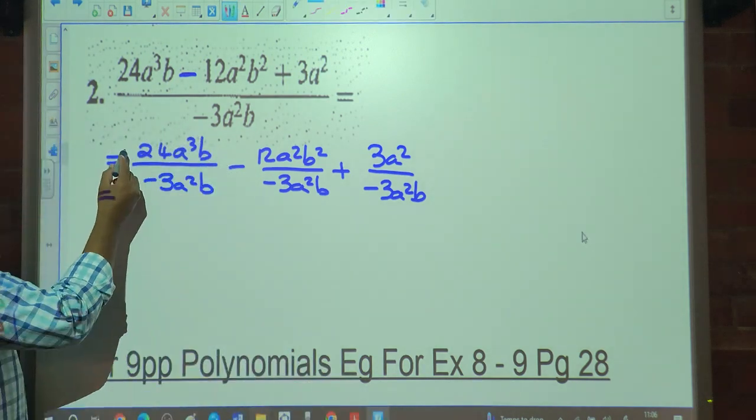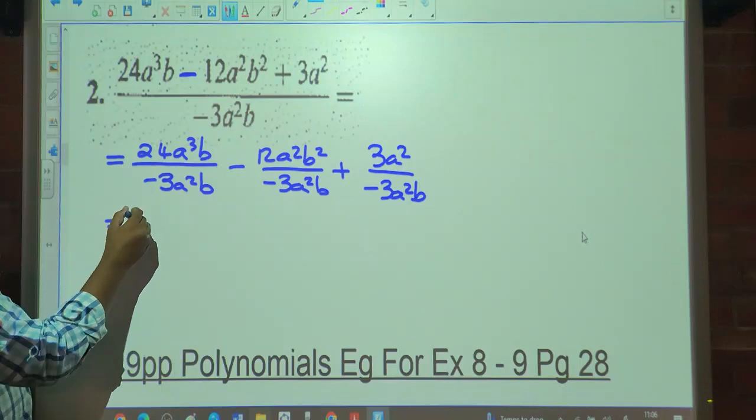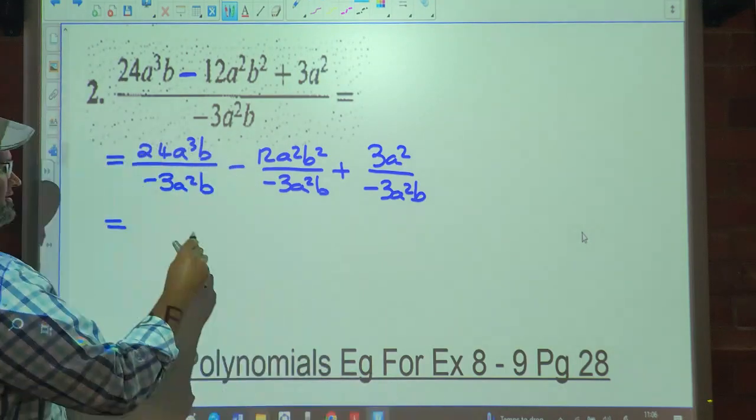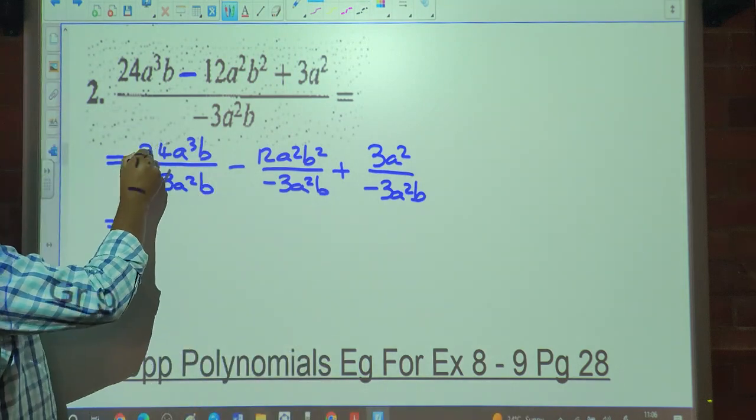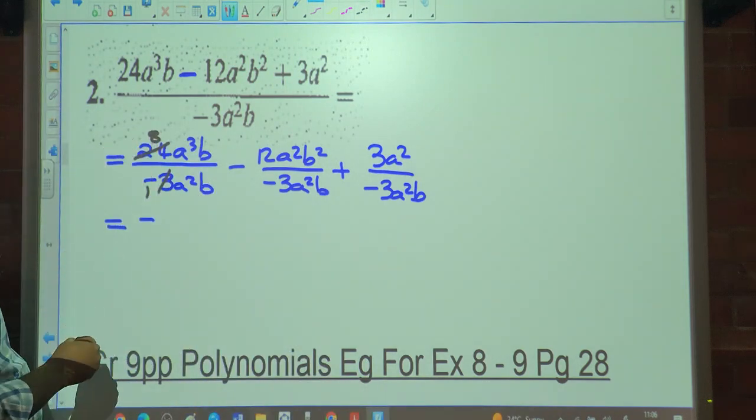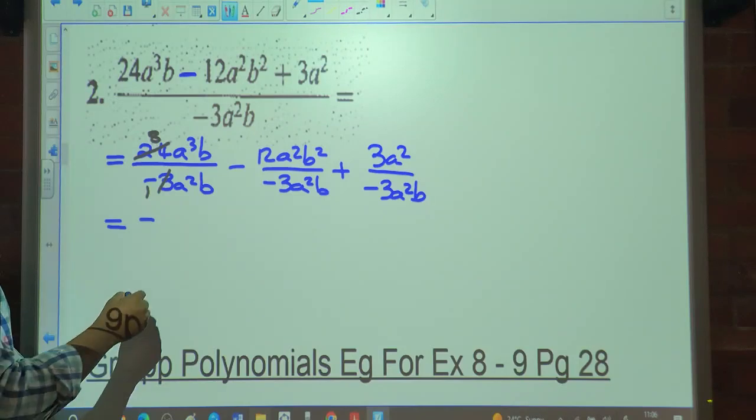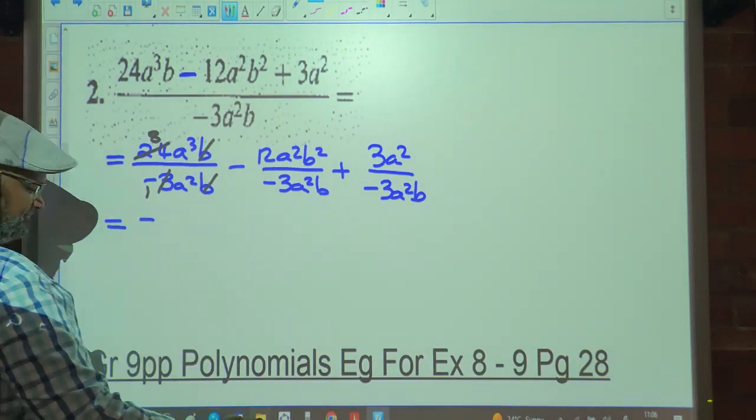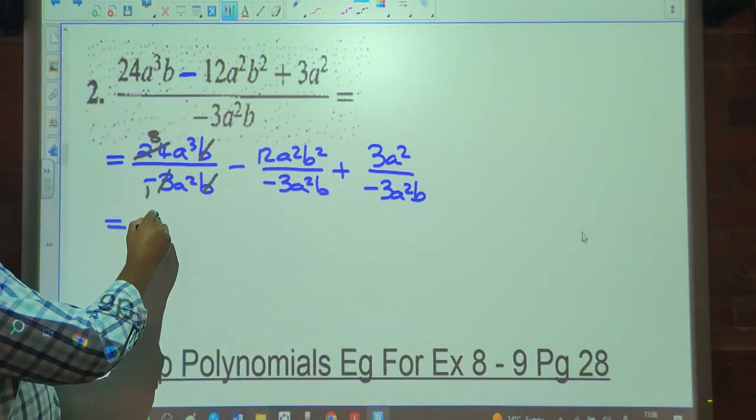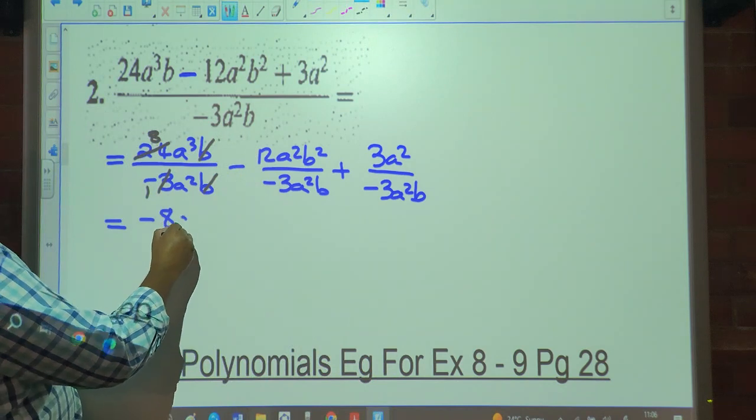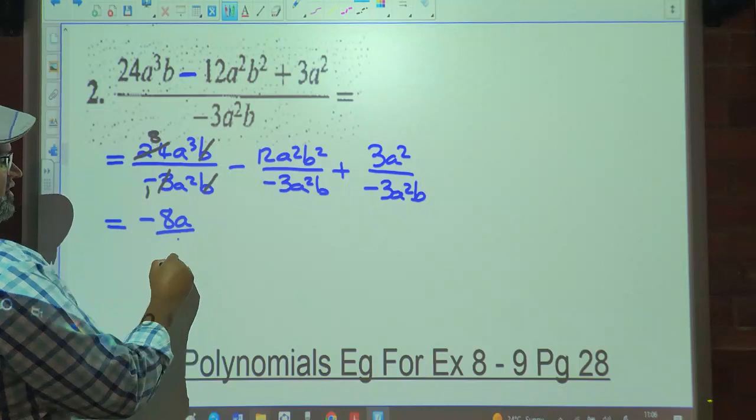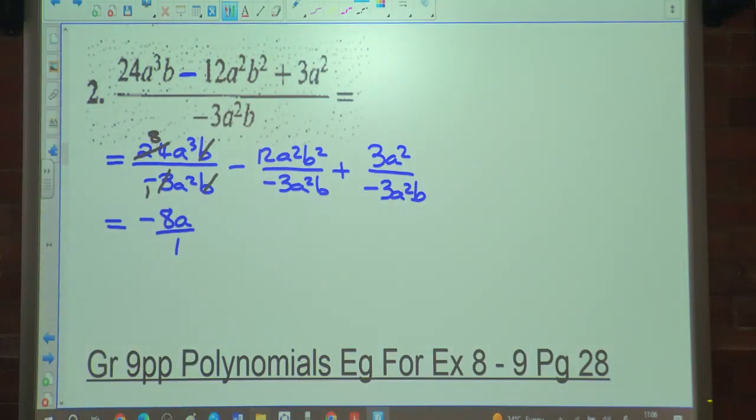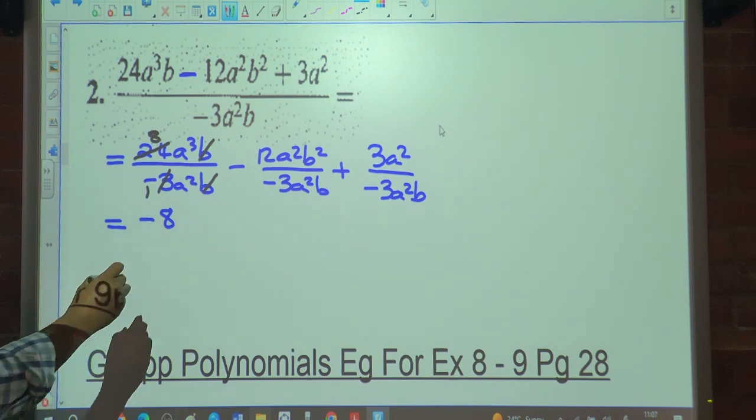Right. So what's positive divided by negative? Negative. 3 goes into 3 once, 3 goes into 24? 8 times. The b's will cancel, not so. There's going to be 8, a. Where's the more a's? On top. So it belongs to the top. And this is naturally over 1. Do I have to write over 1 b? No.